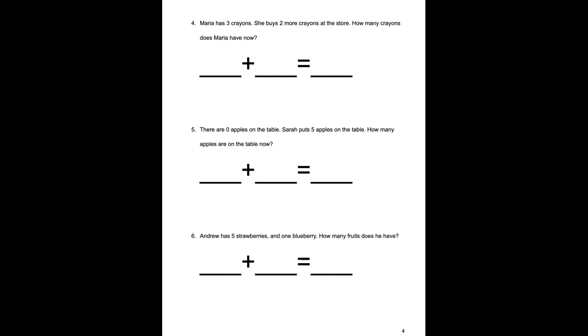Well, we're going to first highlight the 3 and then the 2, because those are the numbers that are in our story. So we're going to do 3 little dots here and 2 more dots there. So now we're going to count them all up. We got 1, 2, 3, 4, 5.